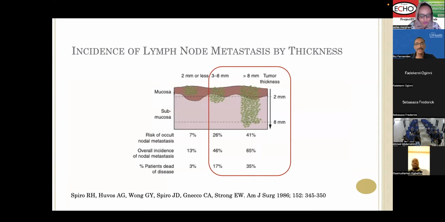this is a study that was done many years ago at the Memorial Sloan Kettering. You can see that tumors that are 3 millimeters and above have significant probability of nodal disease. And you can see here it increases from those less than 2 millimeters, from 7% to 26%, and that's why we do a nodal interrogation with neck dissection, whether you do a therapeutic versus a staging neck.